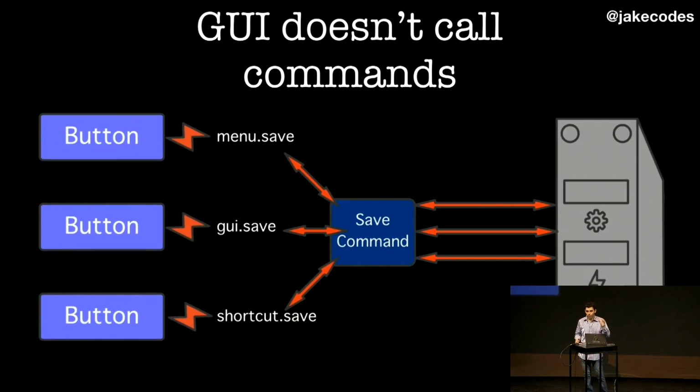So now, when you click a button, it's going to dispatch an event using the observer design pattern, which is different than PubSub. I'm not going to tell you how it's different right now, but go look it up. So the first button dispatches menu.save. The second button dispatches GUI.save. The third button dispatches shortcut.save. And somewhere, we're going to map that event to that command. We're going to create a new command, and then the command goes off and does the business logic.